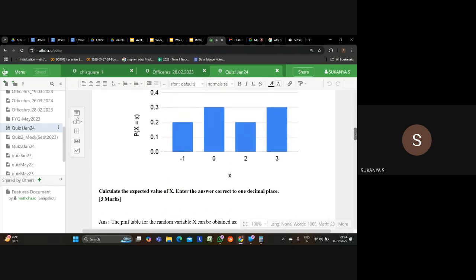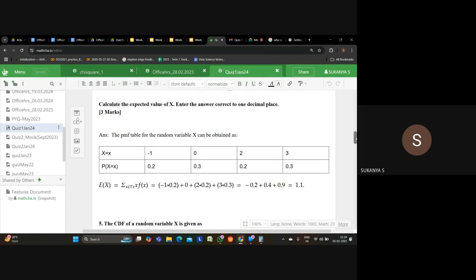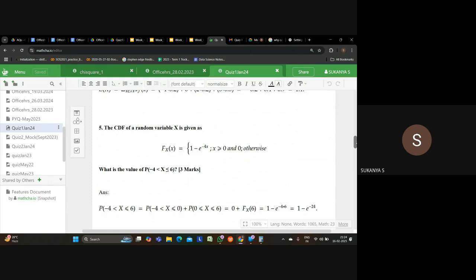We need to find the expected value. So what is the expected value formula in the discrete case? Summation over x into p of x, or f of x. So you have minus 1 into 0.2 plus 0 into 0.3 plus 2 into 0.2 plus 3 into 0.3. Okay? Easy question. Not really a tough one, I guess.